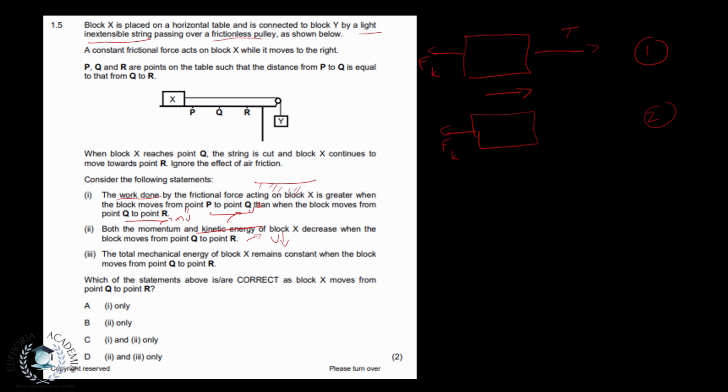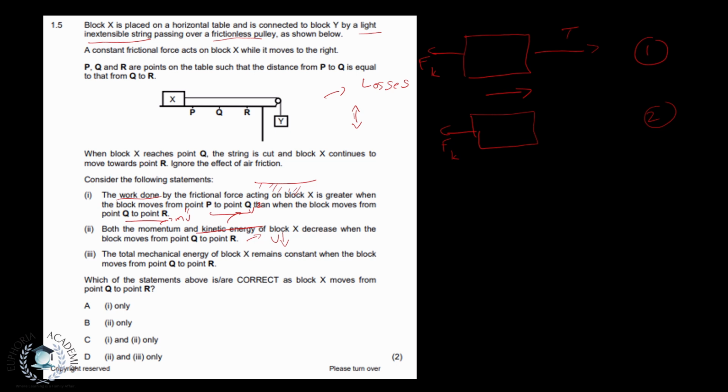And then the total mechanical energy of block X remains constant when the block moves from point Q to point R. Now, because we have frictional force, which means we have losses to the system, the mechanical energy of the block is not transferred from potential energy to kinetic energy, and there isn't even a height change.